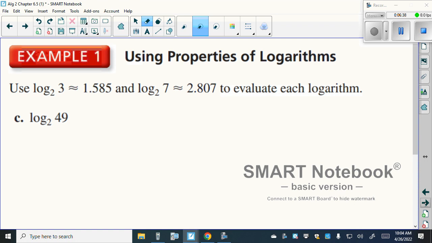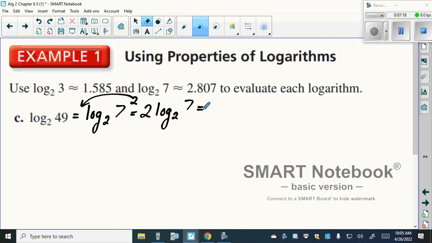Log base 2 of 49. Well, again, with any of these, we're really just rewriting them as 3 and 7. So I could rewrite 49 as what? 7 squared. Because 7 times 7 is 49. Now, according to our power property, we can take this exponent and move it out front, which tells us that we have 2 times log base 2 of 7. Questions on this so far?